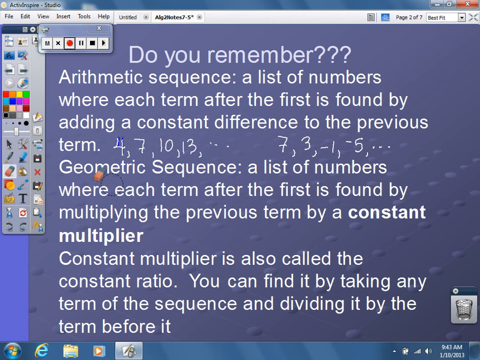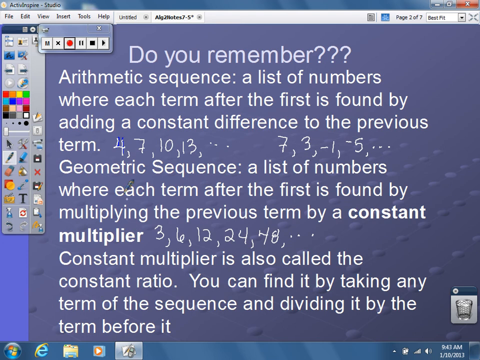Okay, maybe the first term is 3. What is that constant multiplier? Well, what am I multiplying by each time? Times 2, times 2, times 2. It is 2 here. It could also be called the constant ratio.